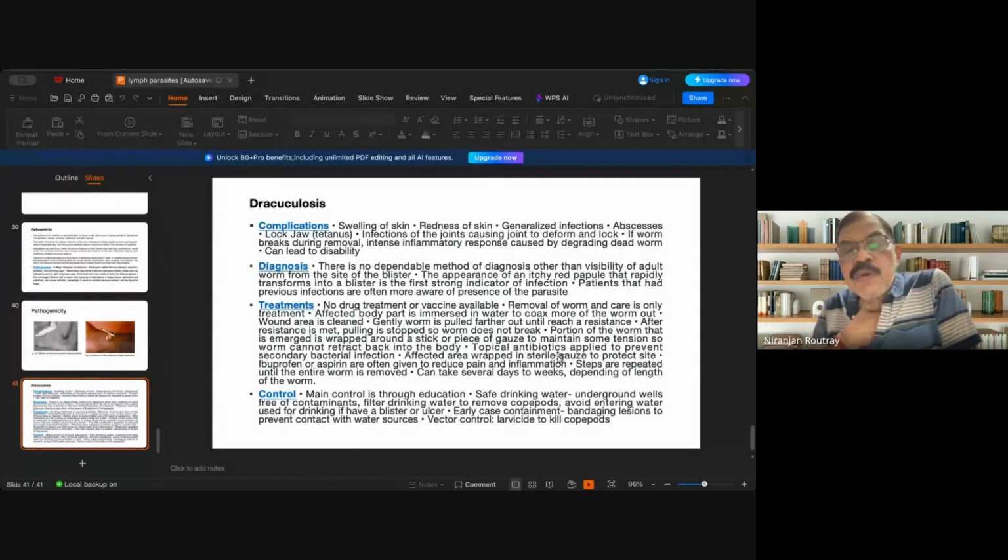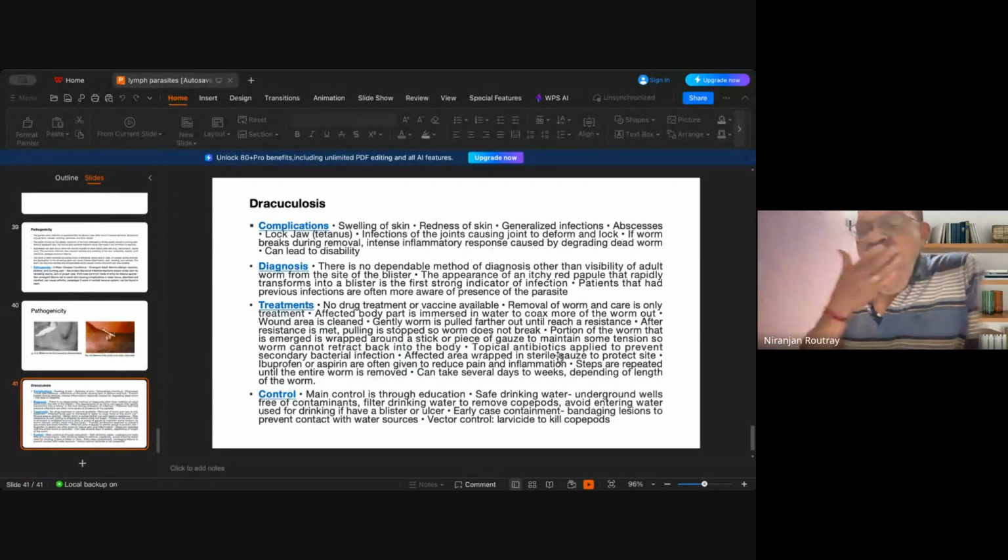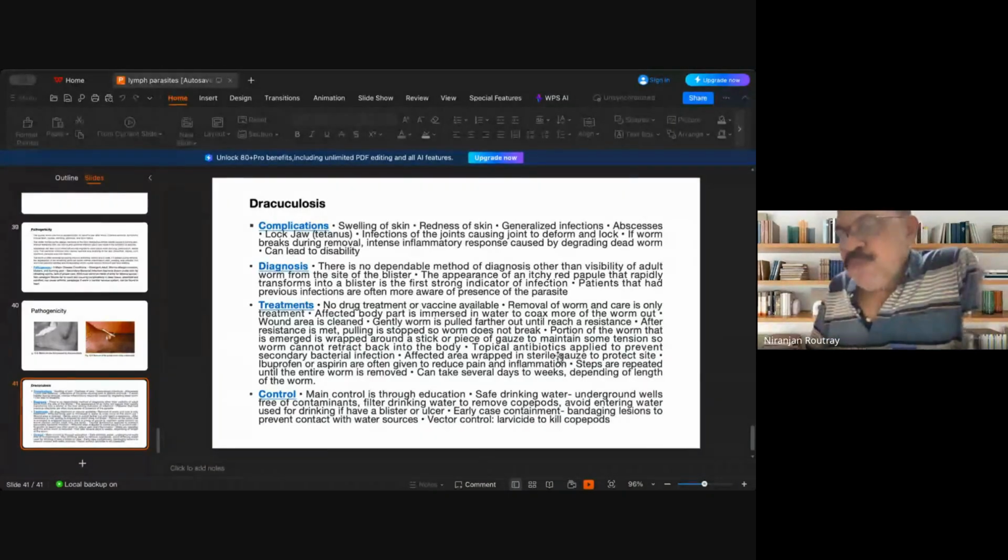Then filter the drinking water to remove copepods. Copepods can be filtered; usually they do not pass through the filter. Avoid entering water used for drinking if you have a blister or ulcer. It should be common sense that one should not move into the water which others take for drinking, which is a source of drinking water.